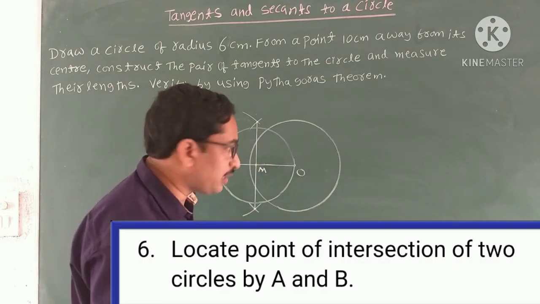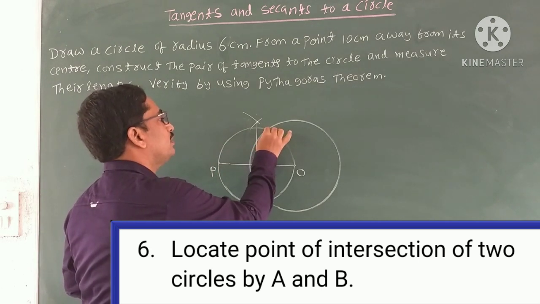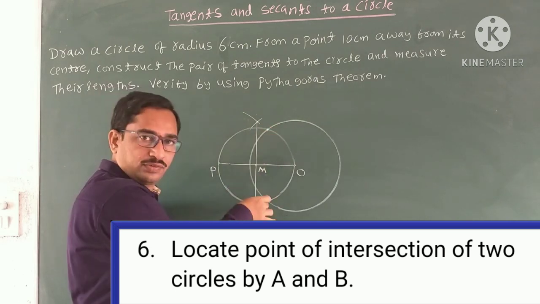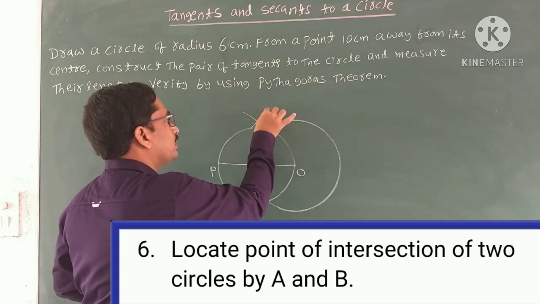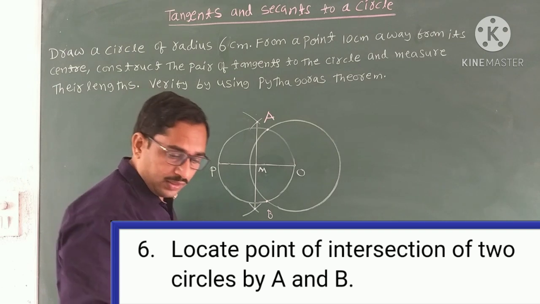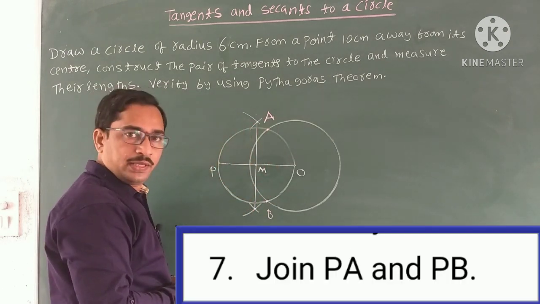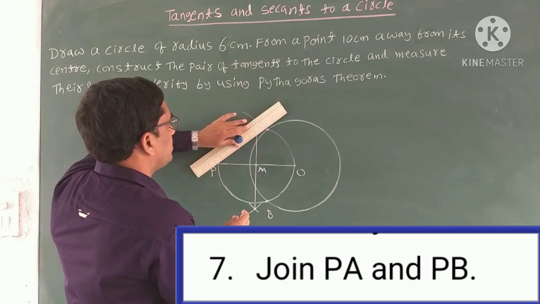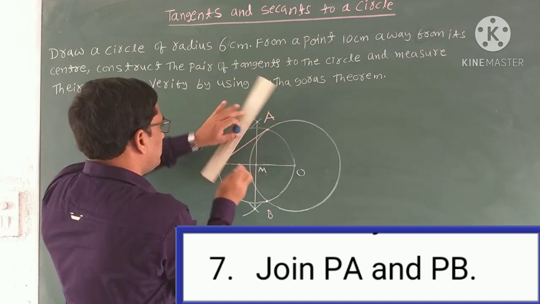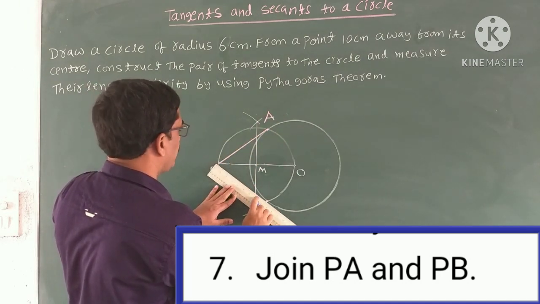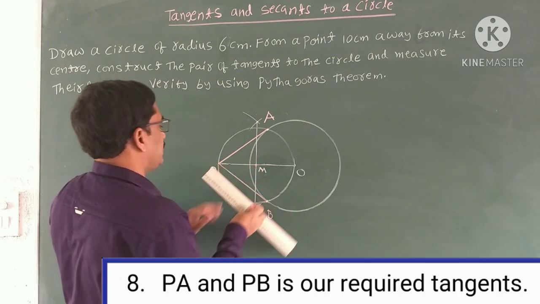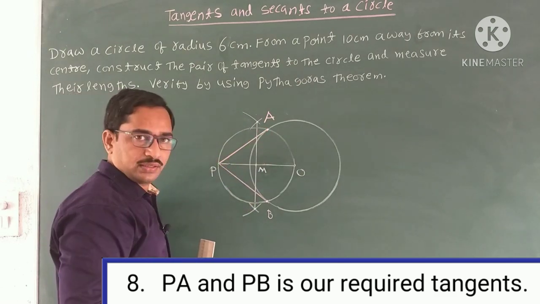Now, locate the points of intersection of the 2 circles. So, these are the points of intersection of the 2 circles, and denote the points with A and B. Now, join PA and PB. Now these PA and PB are our required tangents.